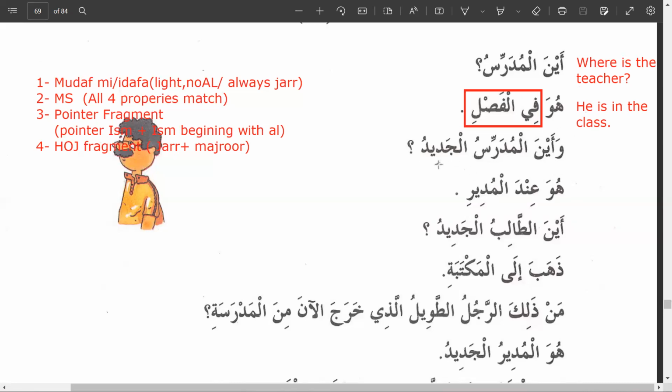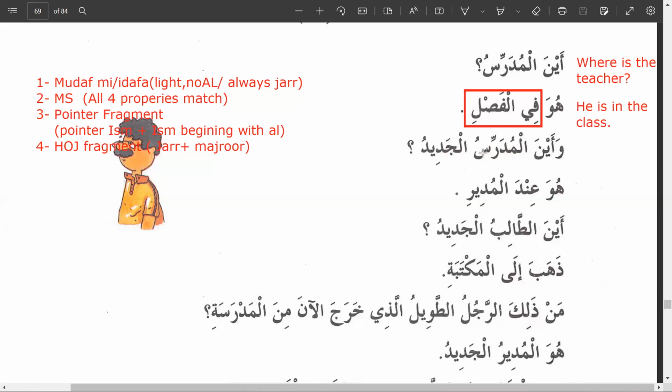Mudarrisul jadid. Can it be mudaf mudafun ilayhi? The first one has al before it, so no, it cannot be. Can it be a harf of jar fragment? No, because there is no harf; both are ism. Can it be a pointer fragment? No, because there is no pointer like haza, hazihi, zalika, tilka, ulaika. Now, mawsuf sifa.